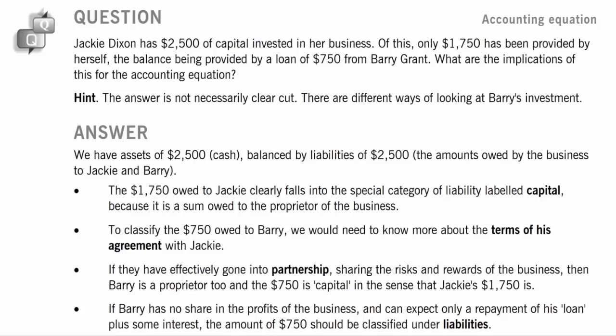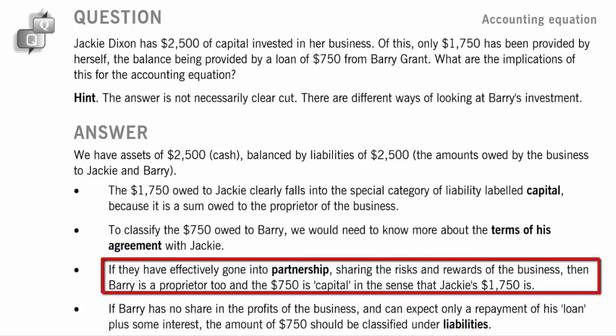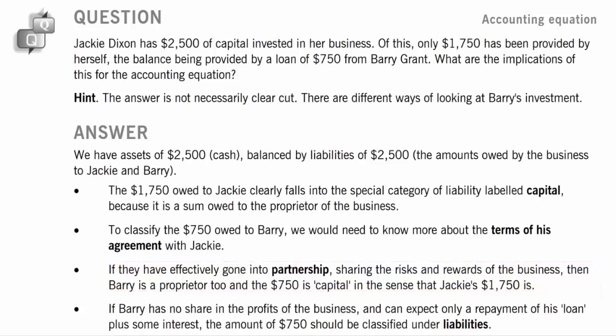Scenario 1. Barry is a partner. If Jackie and Barry are partners in the business, meaning they share the risks, rewards, and profits, then Barry's $750 would be considered capital. Why? Because as a partner, Barry has a stake in the business, just like Jackie. In this case, Jackie's $1,750 and Barry's $750 are both classified as capital. There are no liabilities in this scenario because all of the money comes from the business's owners.